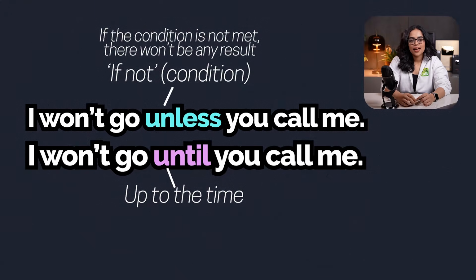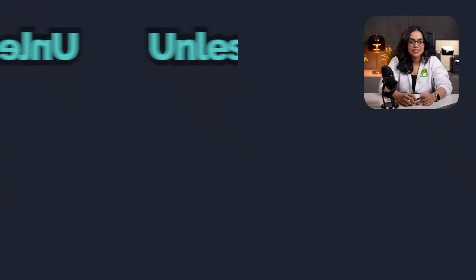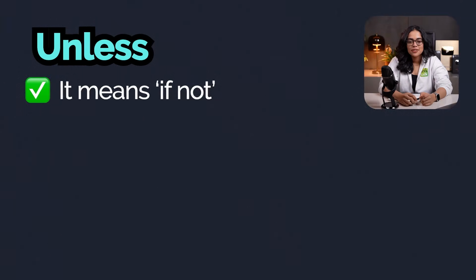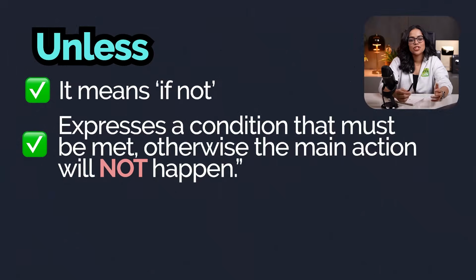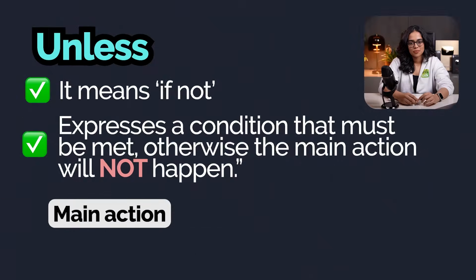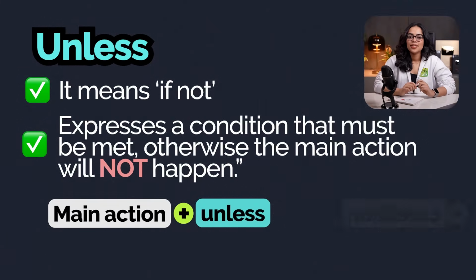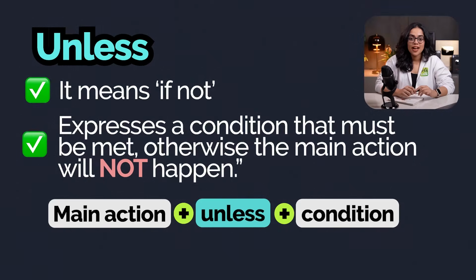I hope you got an overview of how to use unless and until. Now let's understand them in detail. First, let's start with unless. As I mentioned, unless means if not. It expresses a condition that must be met. Otherwise, the main action will not happen. The grammar structure is something like this. First, the main action plus unless plus the condition. The main action happens only if the condition is met.